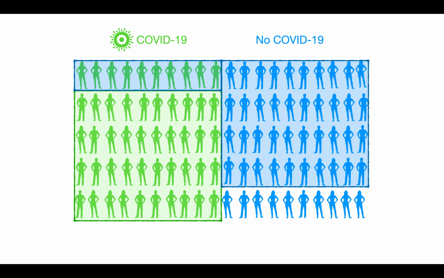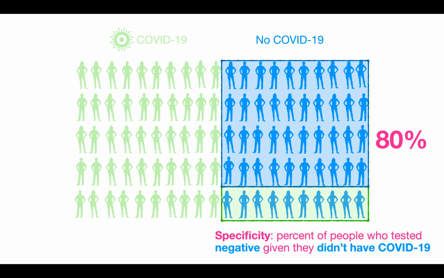And looking at the results for my non-COVID patients, I had 40 of them that tested negative, 10 that tested positive. And so the specificity is the percent of people who tested negative given that they did not have COVID-19. And so my specificity of this test is 80%.